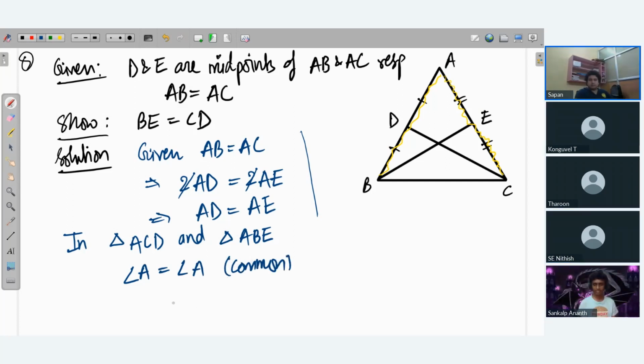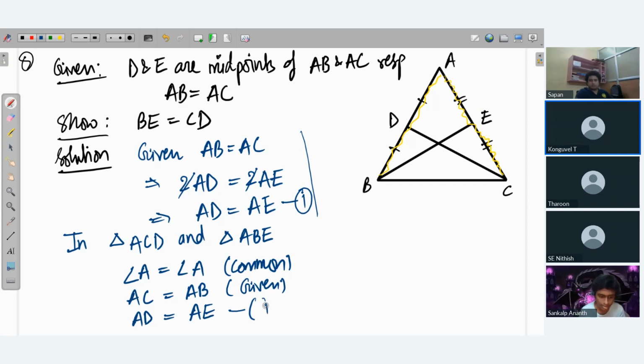Then we have AC is equal to AB in both triangles. And first we have AD is equal to AE. This was given, and this is from the first. So what did we use? Side angle side.